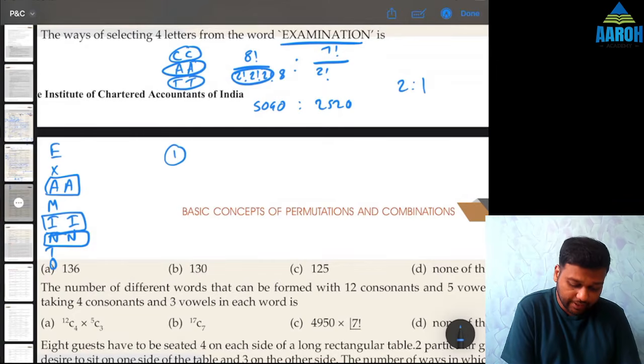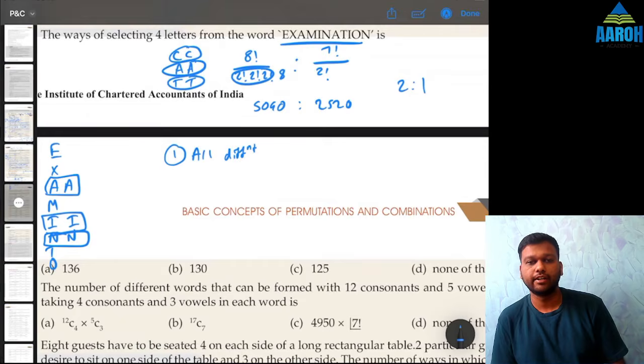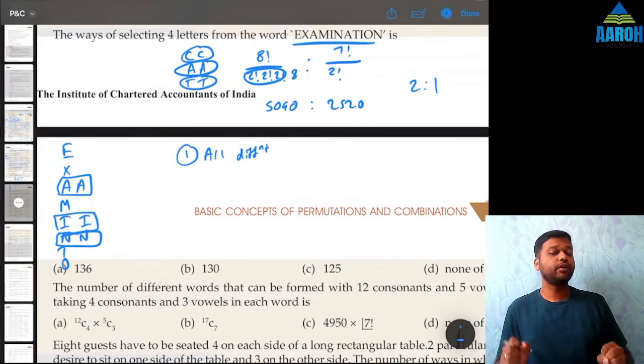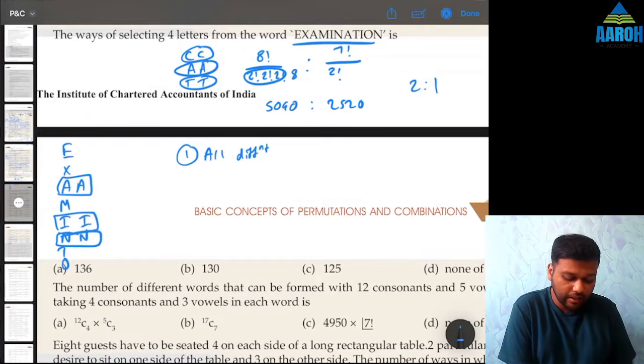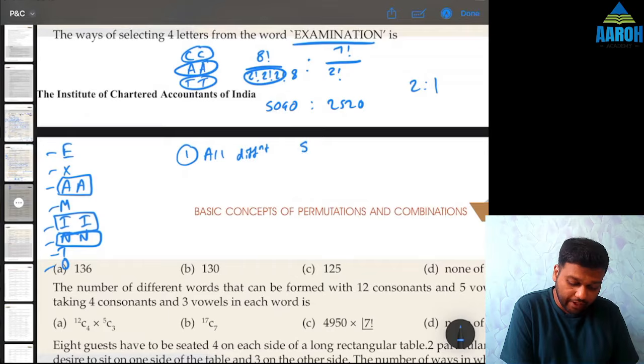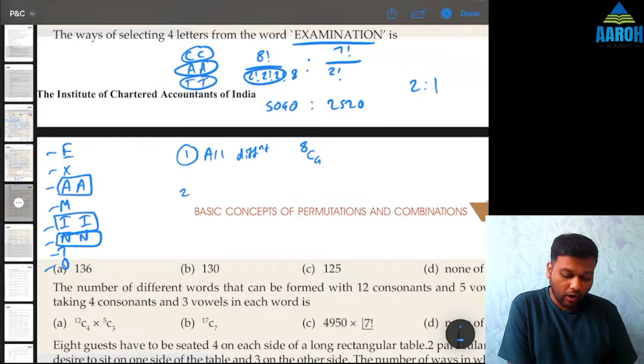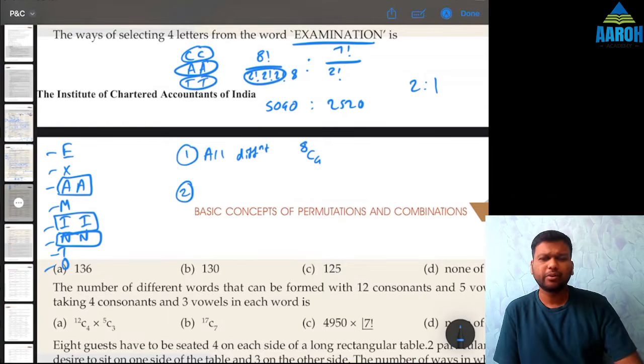One way of selecting is that we select all different letters. How many different letters are there? Don't consider repetition, we just want unique letters. 1, 2, 3, 4, 5, 6, 7, 8. So out of 8, we have to select 4 different letters. So 8C4. Okay, 8C4 you can calculate.